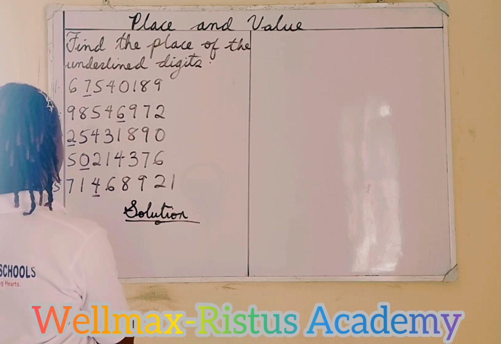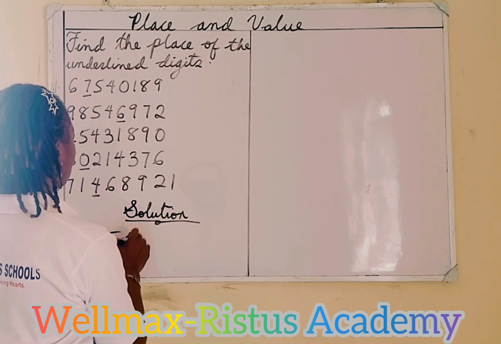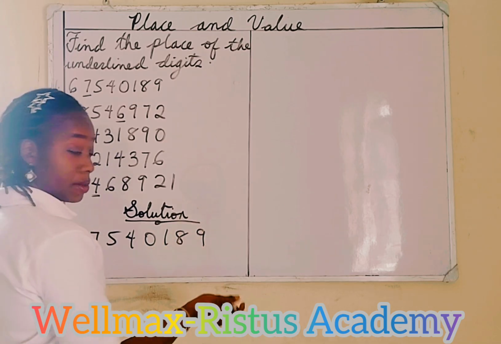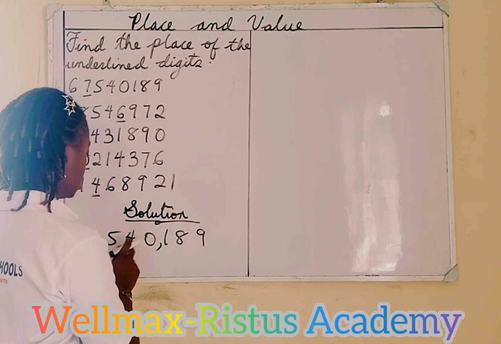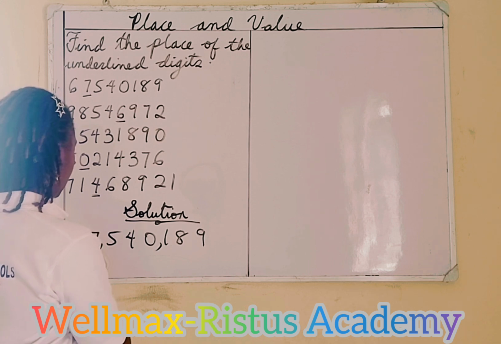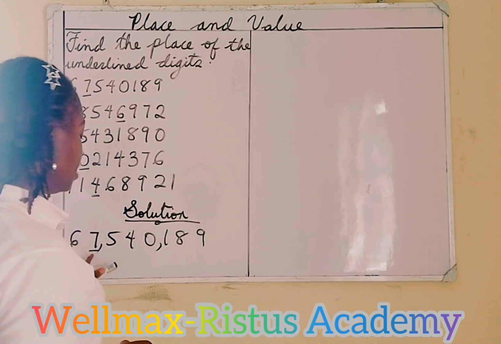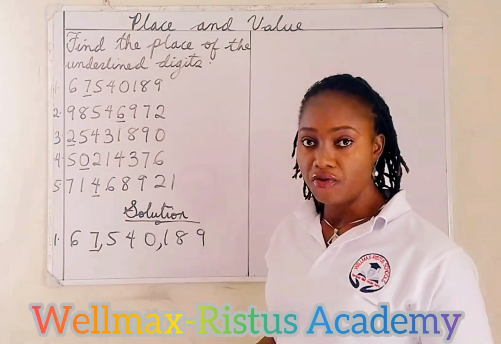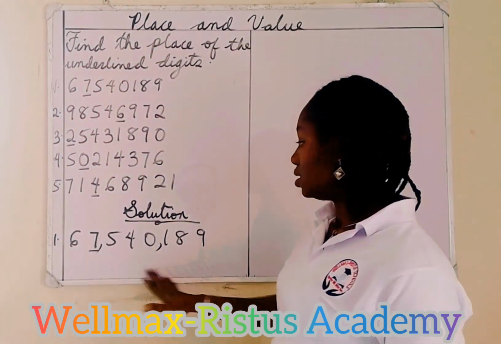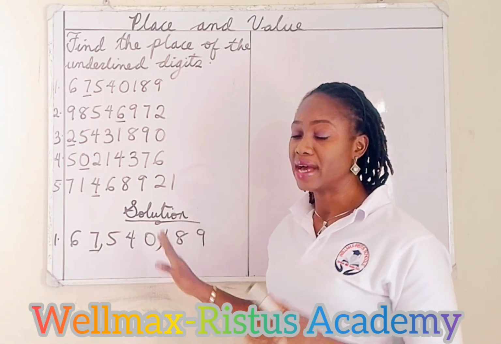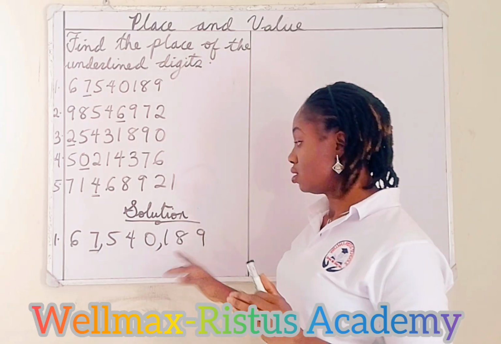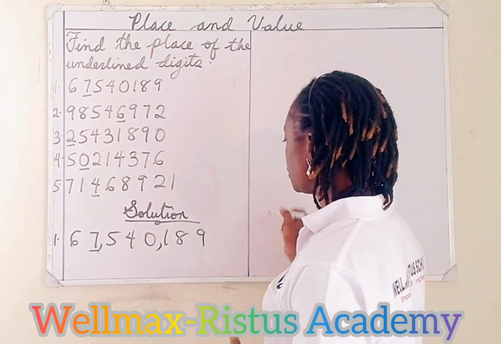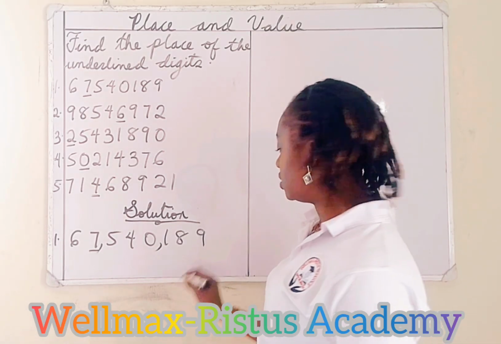Now number one, we have 6754018. And then we'll separate it by counting three numbers, then with a comma. 1, 2, 3, with your comma. And we're asked to find the place of 7 in these digits. How do we figure that out? Now let's start labeling these numbers one at a time so I can find out which was the place of this number 7.